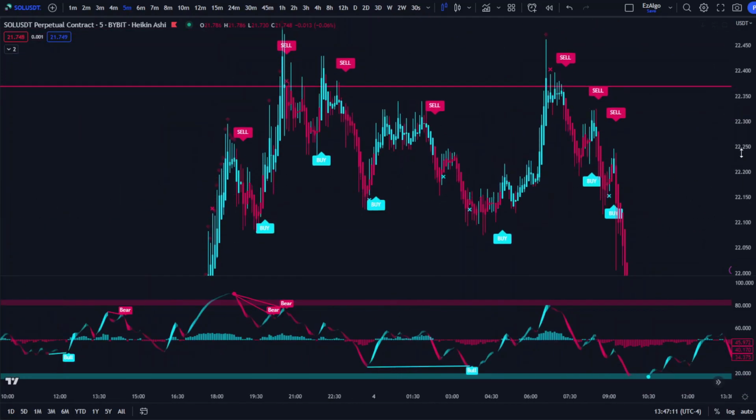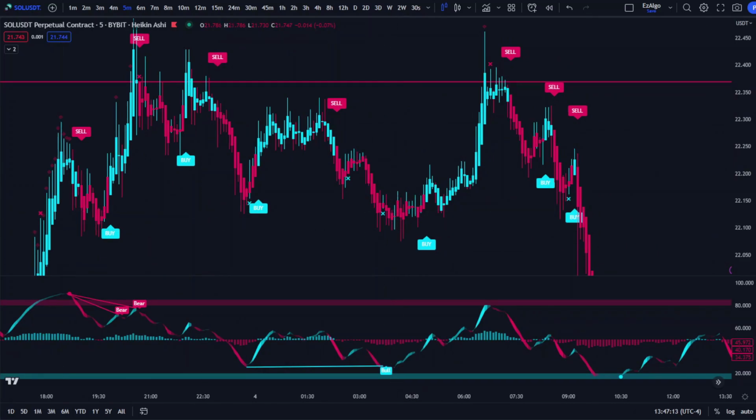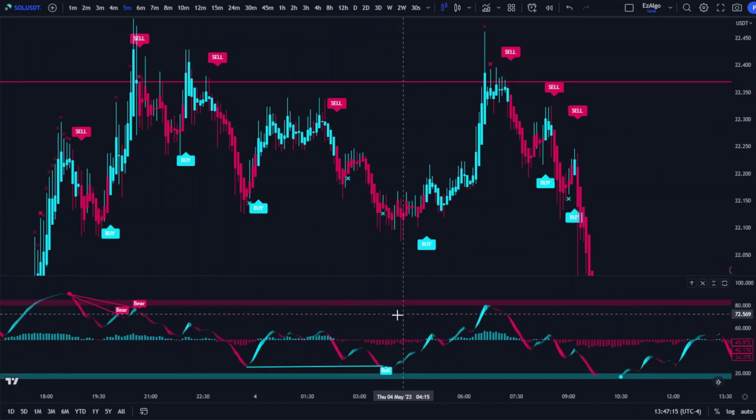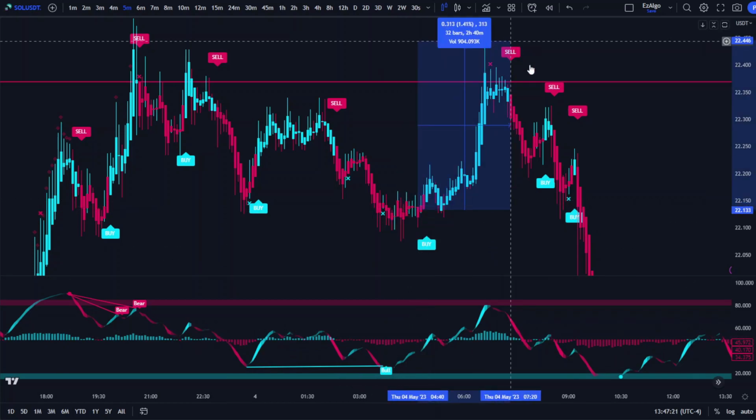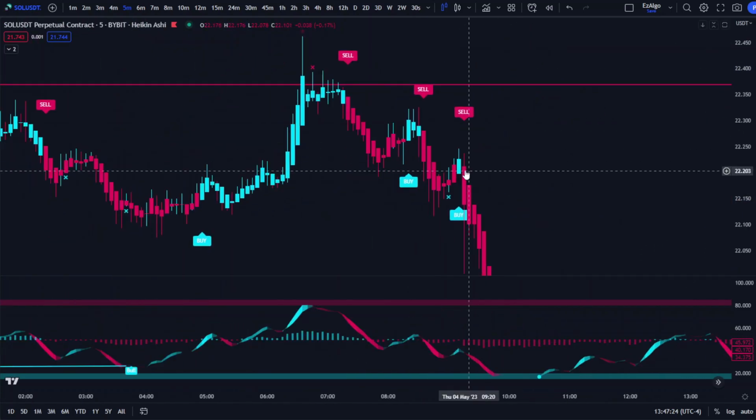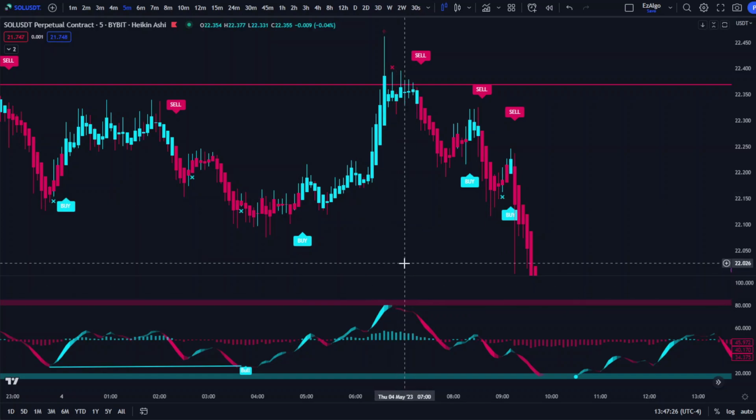So I'm here on Sol on the 5-minute time frame. You can see we had a bullish divergence confirmed right around here. Then we get that volume increasing to the upside, enter a long position, and you're in profit. And you can take profit at the trend ribbon flip in the overbought zone.